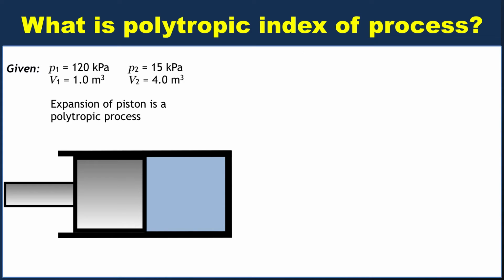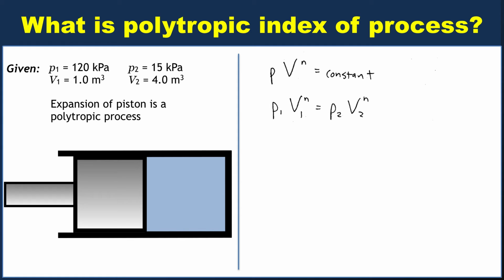That last detail is important. If you don't know anything about the process, you could connect those two endpoints with a straight line or an infinite variety of curves. What we want is to figure out the index for a particular type of curve. Okay, so the curve that we're interested in is described by this formula, pv^n = constant. So that means that it must be true at both endpoints and any points in between.